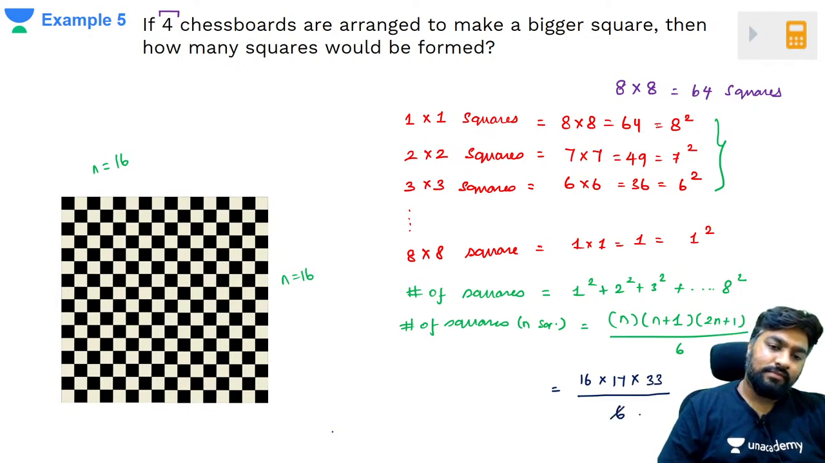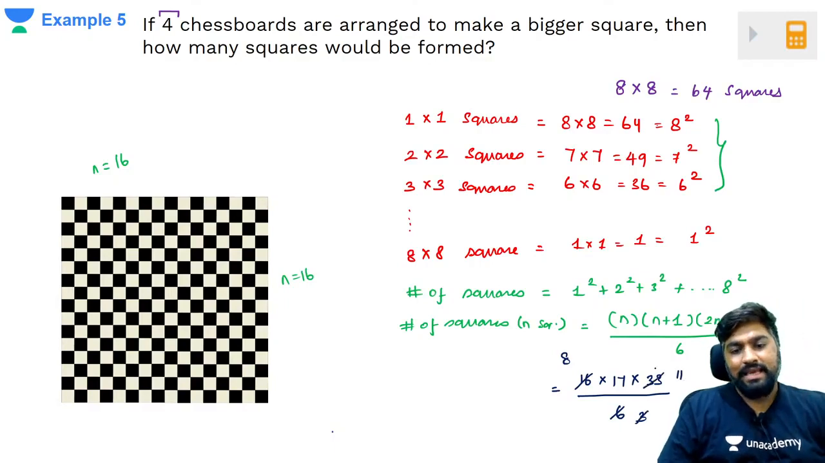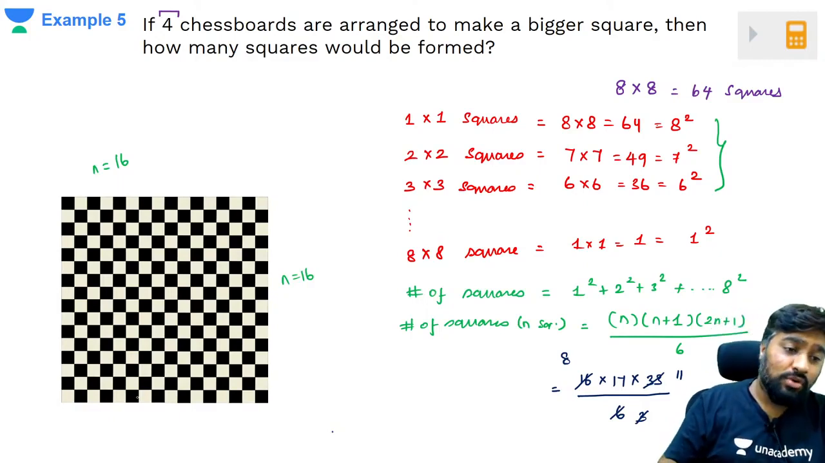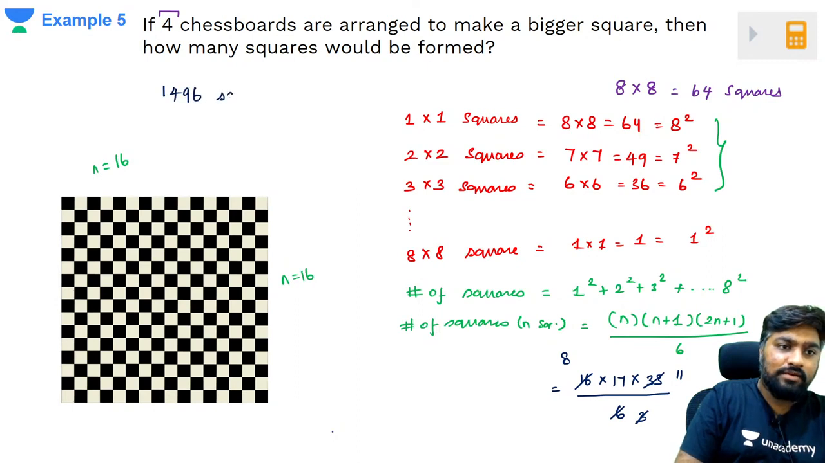This is thrice and 8 times. This is 11 times. 8 17 times is 80 plus 56, 136. 136 into 11 is 1360 plus 136, which is 1496. So there are a total of 1496 squares in this big square.